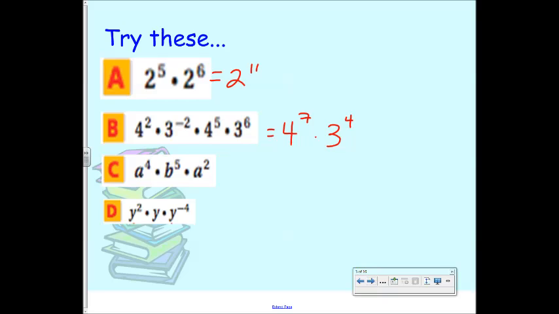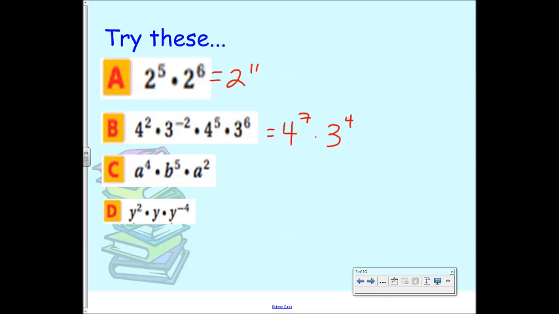All right, now I'm not going to ask you guys to multiply these out. This is where I want you to get. So don't worry about figuring out what 4 to the 7th is and 3 to the 4th is. At this point, the whole point of doing this is trying to condense it down so we can work with simpler numbers.